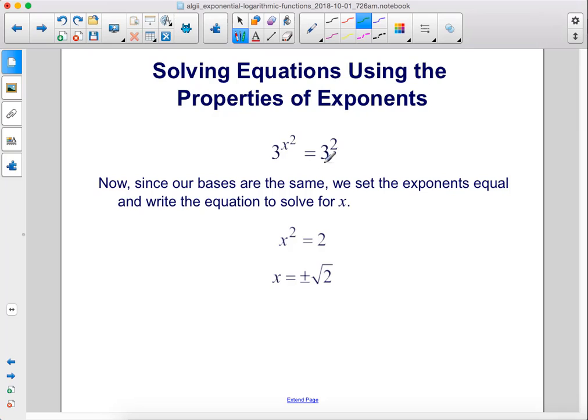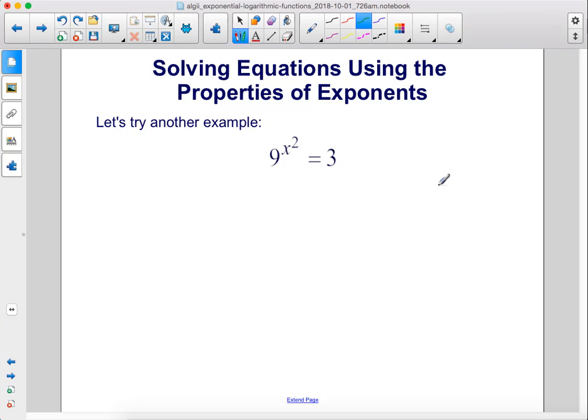Now, since our bases are the same, we set the exponents equal and write the equation to solve for x. Alright, so we can say x squared equals 2. So x equals plus or minus the square root of 2.